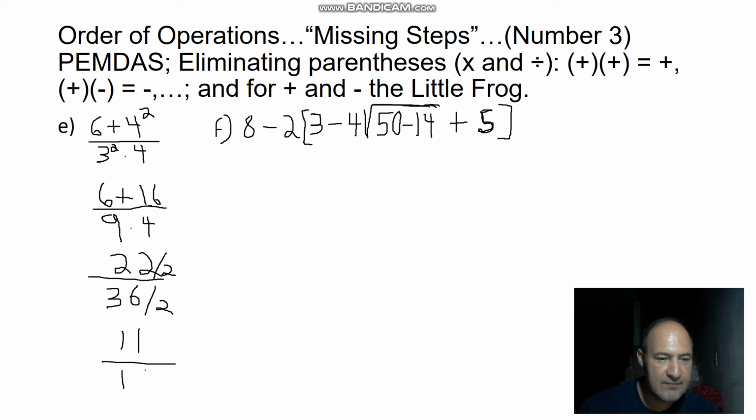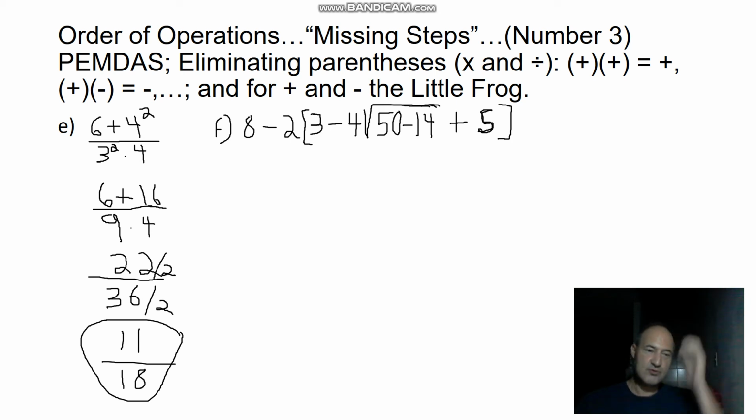Okay, 18 will be the denominator, and let me put this in a circle because this is our final answer, because we cannot simplify this fraction anymore. Because 11 is a prime number, it can only be divided by 11, but 18 cannot be divided by 11. So that's the final answer. Let's go to the next one, letter F, and then we are going to review this in Spanish very, very quickly.